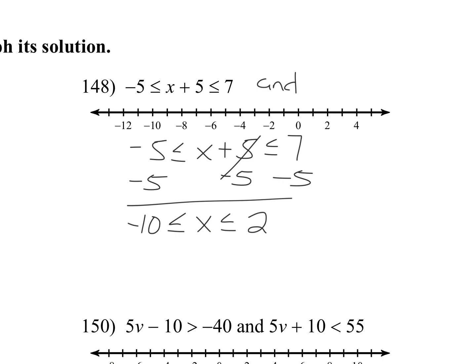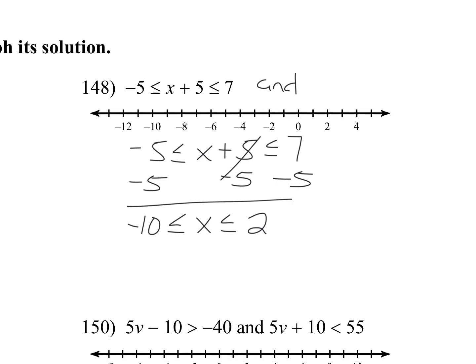Graphing this, just take it one at a time. Negative 10, is that open or closed? Closed. Yes, and then looking at 2, is it open or closed? Closed. So did we do it right? Yes.